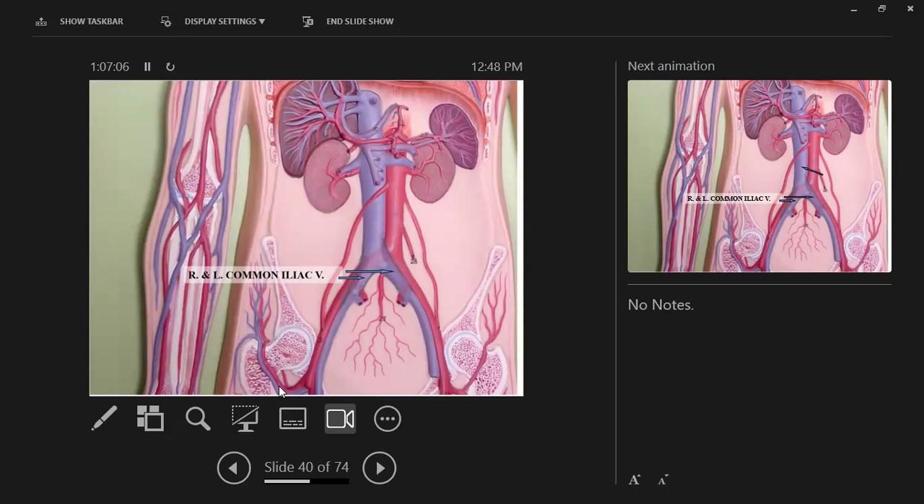Now they're going to split and give you an internal and an external iliac vein, right and left side. You can see the inferior vena cava. Okay, here we go. So what we see here, these little ones branching towards the midline are the right and left internal iliac veins. And here the right and left external iliac veins are going outward.